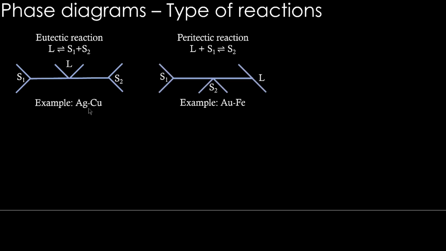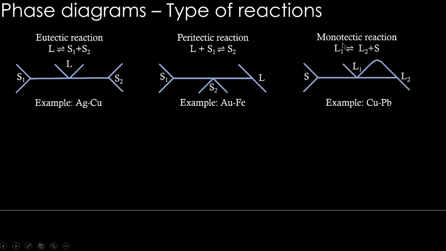There are other types of reactions, for example, peritectic reaction. This is one more type where liquid plus a solid gives another solid. You can see here, this is the pattern for it. One side liquid, one side solid. The sides can be switched. Liquid can come here, solid one can come here. Doesn't matter. At one side we have liquid and one side we have solid. These two things combine to give a new solid. So for example, in gold iron system, we see this kind of a transformation.